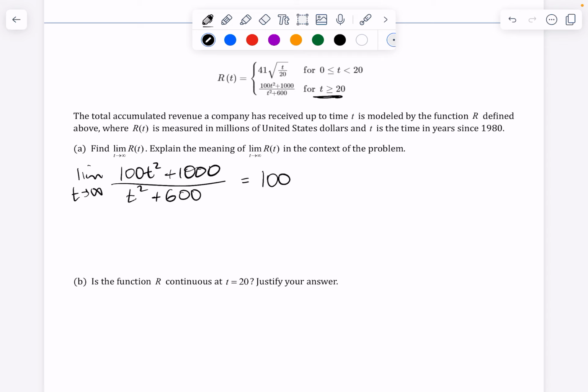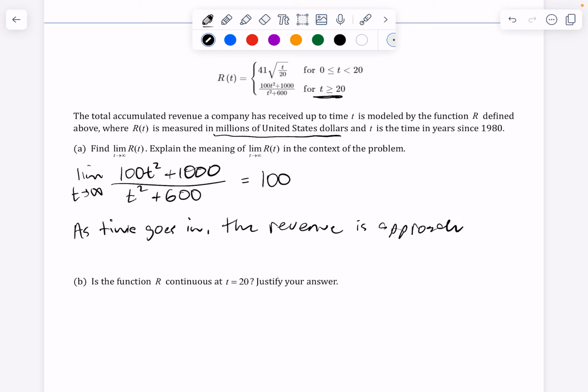Now, in the context of this problem, remember that that represents a dollar amount in millions of US dollars as time goes on, and so what we will say is that as time goes on, this is our explanation in the context of the problem, the revenue, which is what this function represents, is approaching, remember it's not going to equal, it's just going to approach, it's approaching $100 million. So that is the explanation, the meaning of the limit in the context of the problem.